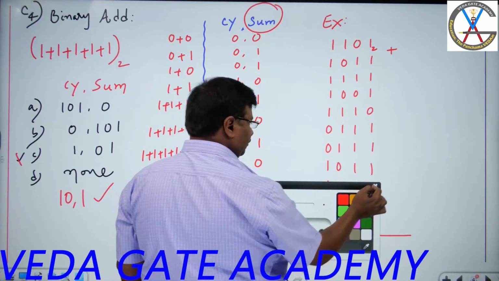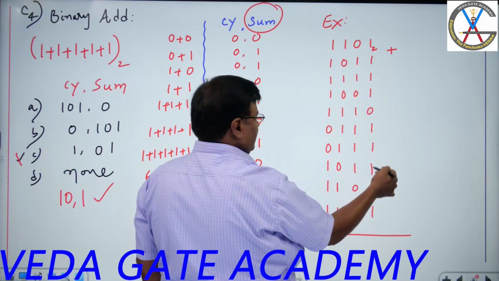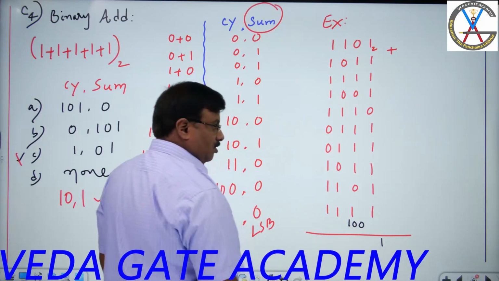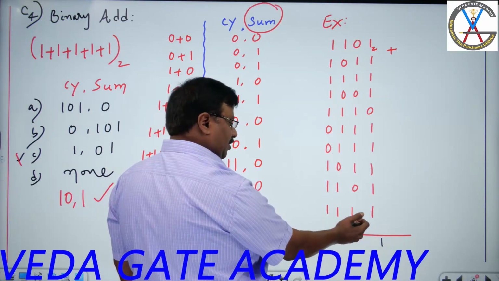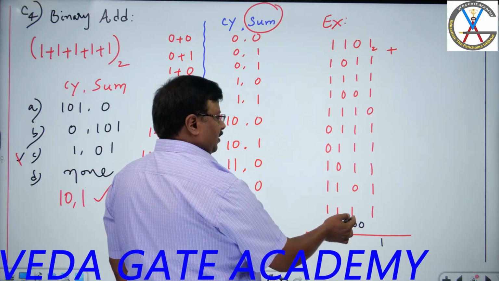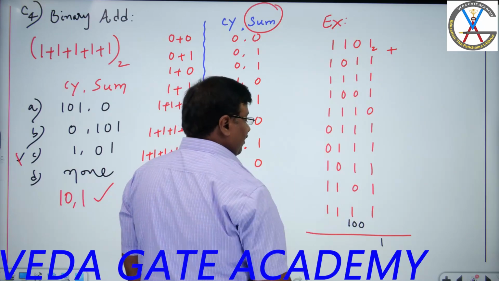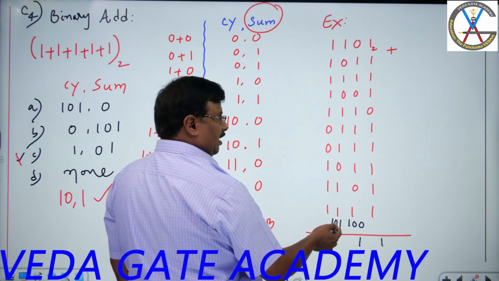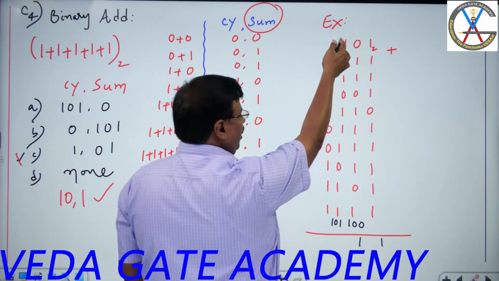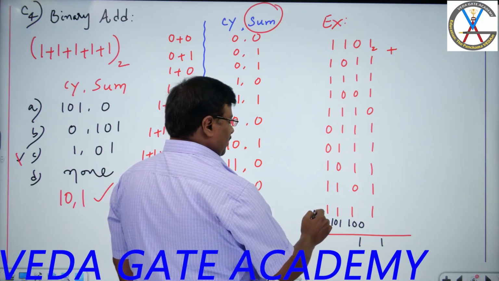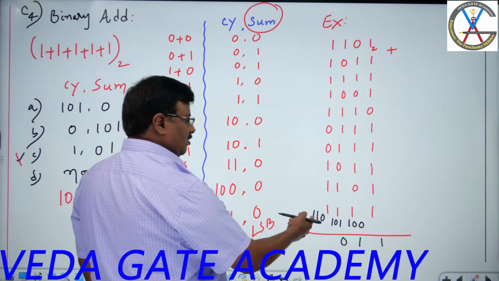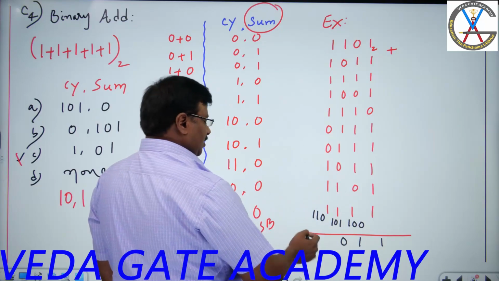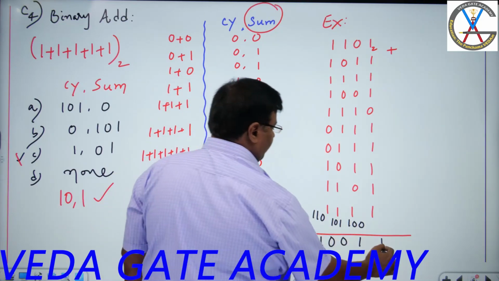Now count the ones: 1, 2, 3, 4, 5, 6, 7, 8, 9. 9 ones. 9 is 1001. 1 here, 100 here. The single digit is the sum, and the remaining is carry. 100 is 4. Then 5, 6, 7, 8, 9, 10, 11. 11 is 1011: 101 and 1. So 101 is 5. Then 6, 7, 8, 9, 10, 11, 12. 12 is 1100: 110 and 0. 110 is 6. Then 7, 8, 9, 10, 11, 12, 13, 14. There is nothing to carry. So 14 is 1110, the binary answer.